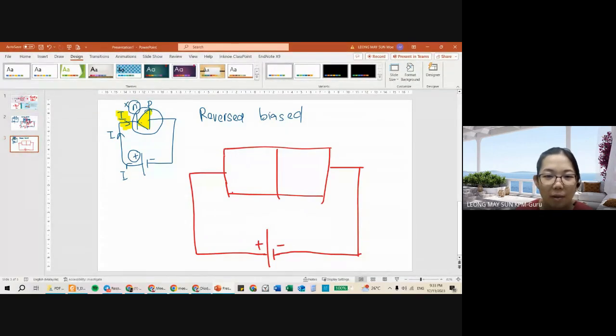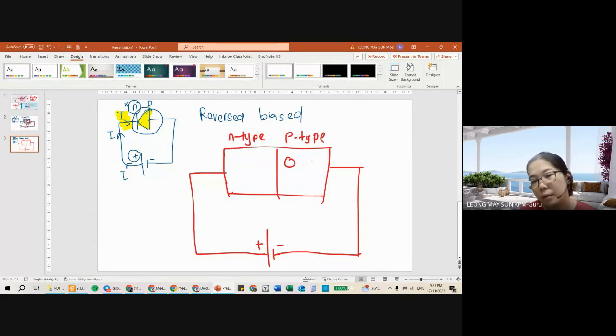All right, so let's go to reverse bias, the positive terminal and negative terminal of the power supply. Remember my hint just now, reverse bias is whereby the positive terminal is connected to the N-type. Forward bias is supposed to be positive to positive, negative to negative. So in reverse bias, the positive terminal of the power supply is connected to the N-type semiconductor, while the negative terminal is connected to the P-type semiconductor.